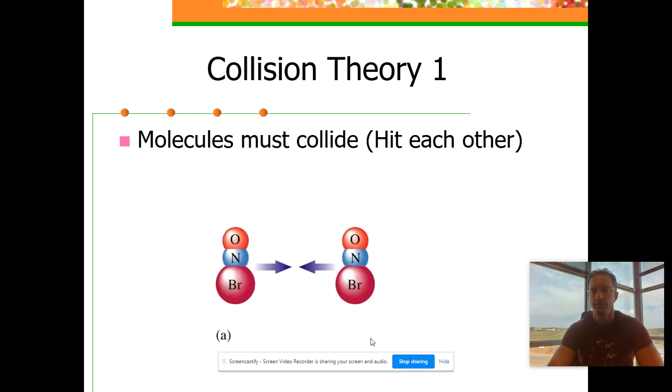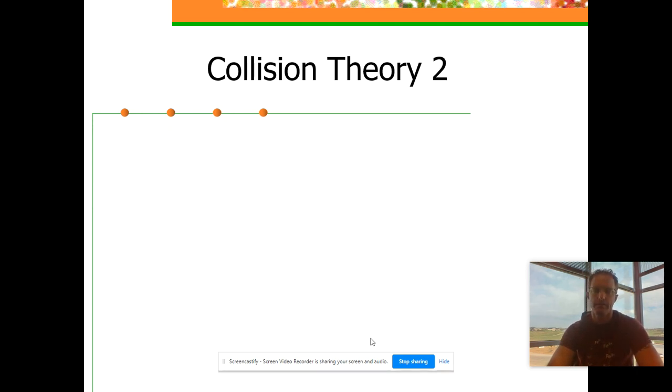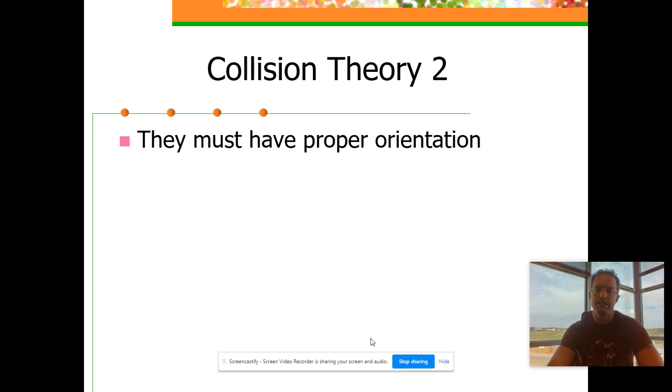Another thing they have to do, so there's a picture of that because you didn't know what collide means, so I put a picture of collide on there. Another thing that has to happen is they have to have proper orientation. They need to be lined up correctly, right? So I think this is a great example for that. Can you see my pen? My pen here, right? So I have a pen and a cap.